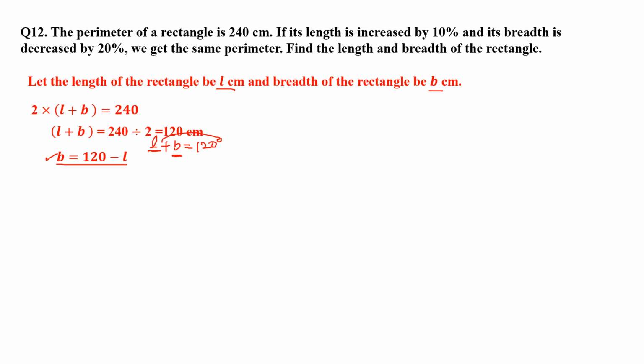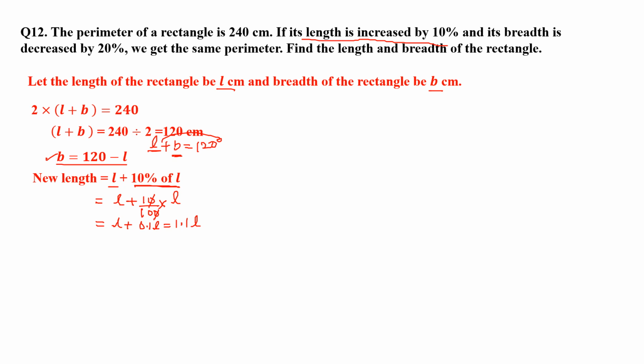Now the second statement says that length is increased by 10%. So what will happen? The new length will be L plus 10% of L. This is the increment. So new length will become previous length plus increment. So L plus 10% of L, which will give me L plus 10 by 100 into L. 0, 0 cancel. So it will be L plus 1 by 10 is 0.1 L, which will give me 1.1 L. So your new length is 1.1 L.